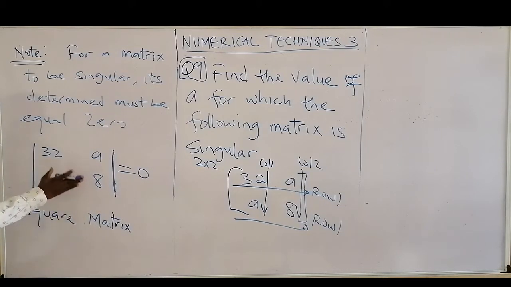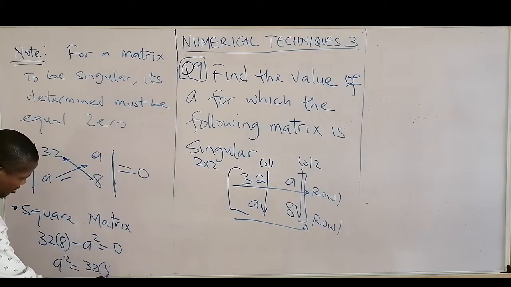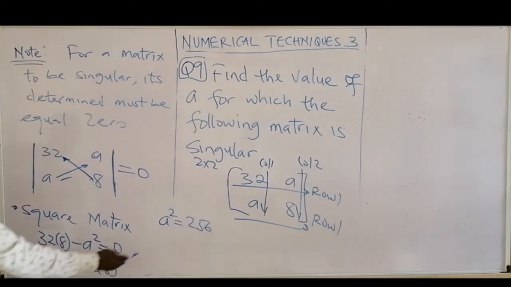For a singular matrix, its determinant must be equal to 0. So when you are doing the determinant, this will multiply this one, we have 32 times 8, then minus A times A, that's minus A squared, equal to 0. Then you can move the A squared to the other side, so A squared is equal to 32 times 8, which is 256.